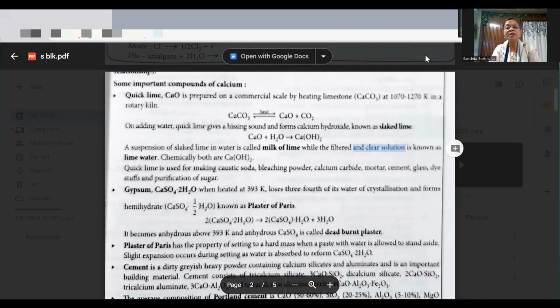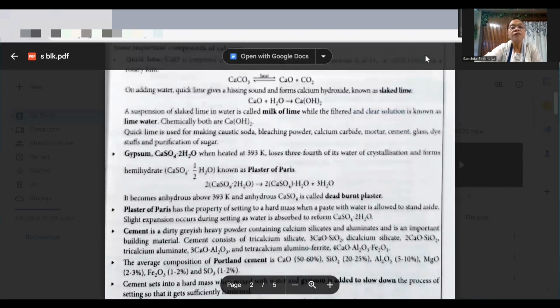And how is it commercially prepared? By the decomposition of calcium carbonate, which you have known from a very young age. So calcium carbonate, when heated, gives you calcium oxide and carbon dioxide. So if quicklime is added to water, what is obtained is slaked lime, which is calcium hydroxide.